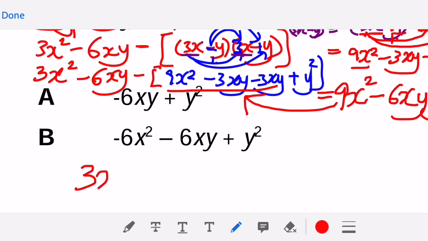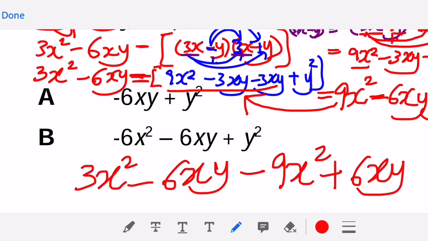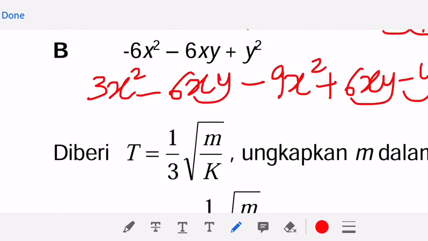So we already know that this thing we get this. So 3x squared minus 6xy minus 9x squared. Be careful, here there is a minus. Minus and minus become positive 6xy. And minus and plus will be negative y squared, okay? Who can understand? Okay, so you can see 3 minus 9 is an x squared, right?